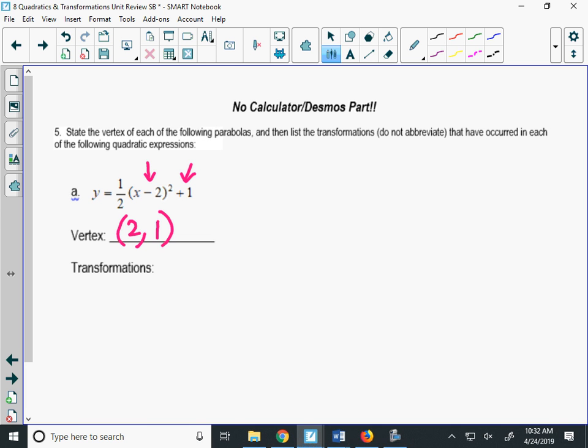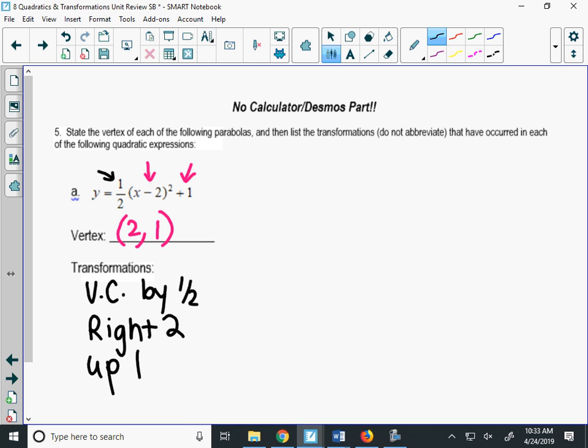The transformations, you start on the left. I have a 1/2 in front of the entire equation. 1/2 is less than 1, so you're going to have a vertical compression by 1/2. Your graph is getting shorter. The -2 inside the parentheses means you went to the right 2 units, and +1 on the outside means you went up 1. And that was 5a.